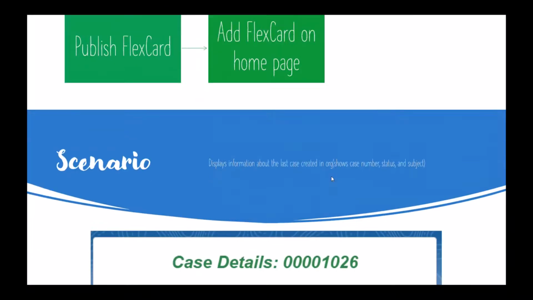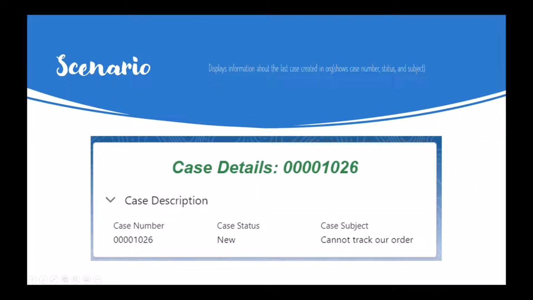So the scenario for today, we will display information about the last case created in the org. So we will show the case number, the status, and the subject. And as you can see in the image, this is an example of the FlexCard that we will build using Velocity FlexCard. So let's go to the org.